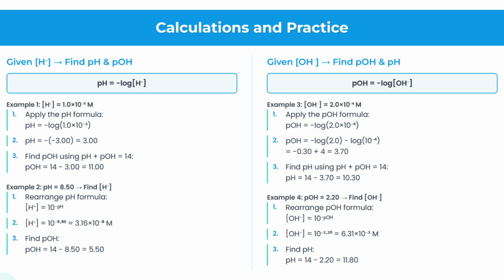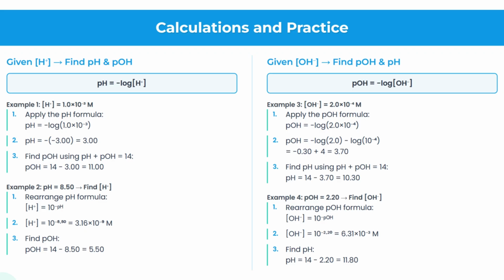For our second example, let's start with a pH of 8.50 and find the hydrogen ion concentration. We rearrange the pH formula. Hydrogen ion concentration equals 10 to the power of negative pH. So that's 10 to the power of negative 8.50, which equals 3.16 times 10 to the negative 9th molar. Then we find the pOH. 14 minus 8.5 equals 5.50.